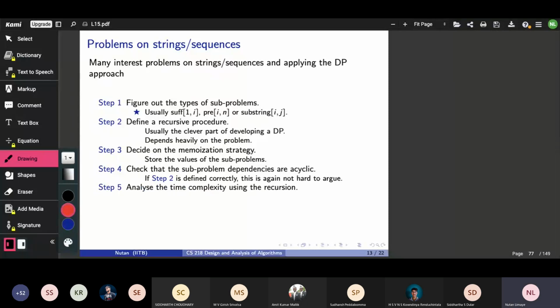And then finally, analyze the time complexity using the recursion. So you have defined the recursion above, maybe in step 2. Use that and do the time analysis. Okay, so this is how it will work. So let's put it in action now. Let me solve the parenthesis problem for you and show you how this framework can be applied to a specific problem.